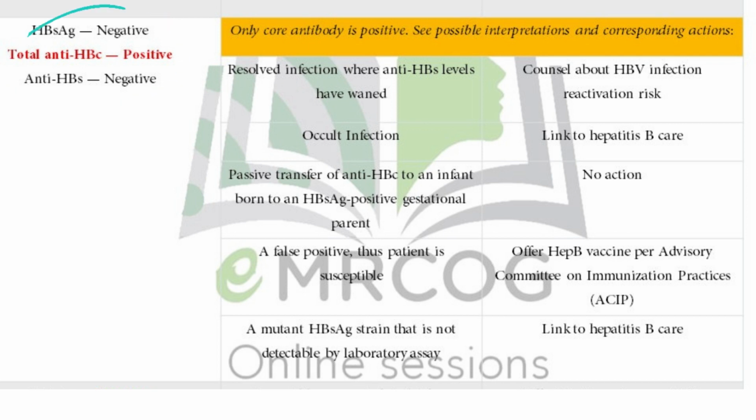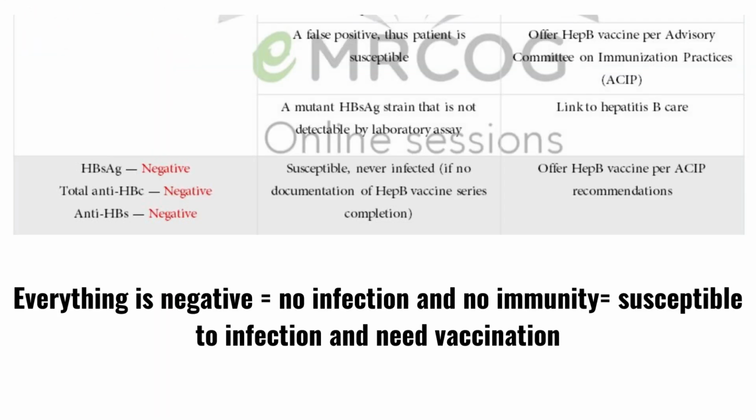If we have everything negative, the surface antigen is negative, the anti-surface antibody is negative, the total anti-core is negative. That means that we don't have the virus and we don't have the immunity, so we are susceptible to this kind of virus, and we have never been infected from this virus before. So in general, we are going to need vaccination to be protected against this virus.